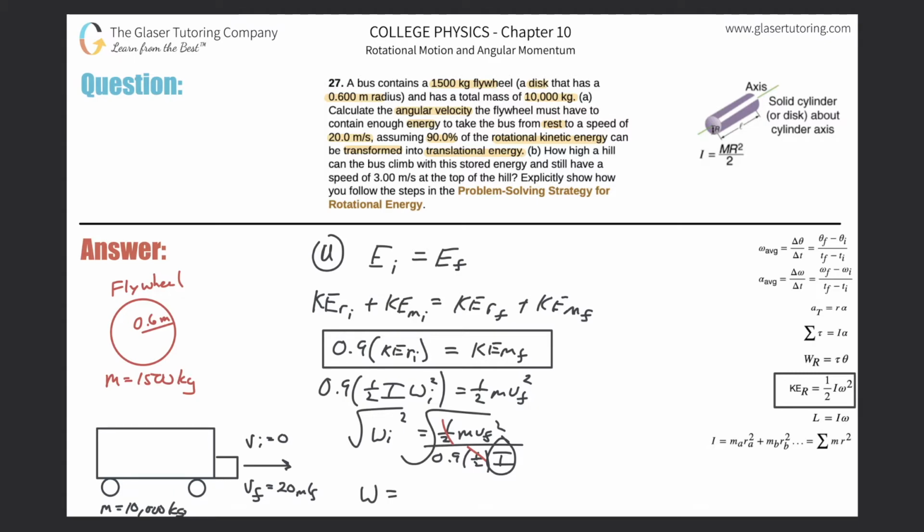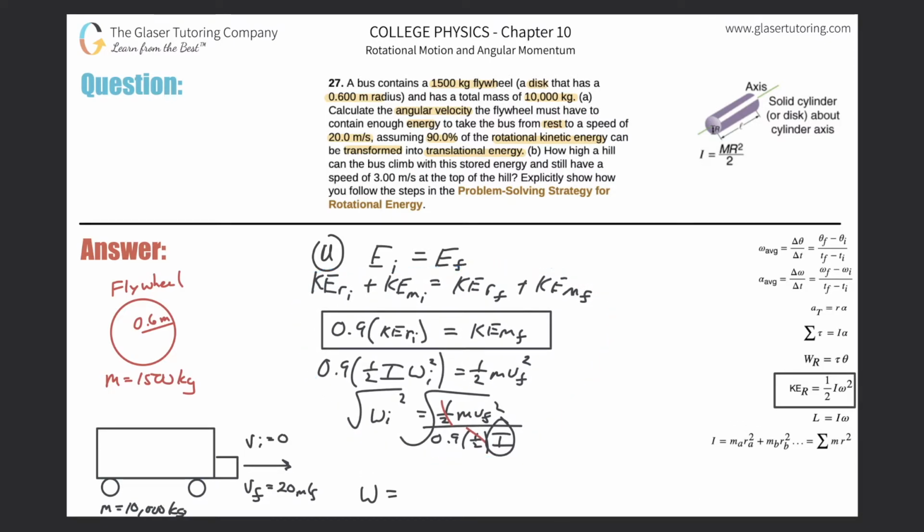So omega will be equal to the square root of m v_f squared, all divided by 0.9 times now I, which is the mass. Okay, now we just got to be careful here. Actually, one second, guys. Let me just go back. I want to give myself a little more space if I can. Probably just move this up a slight bit. Okay, so here we go. So square root, this is the mass.